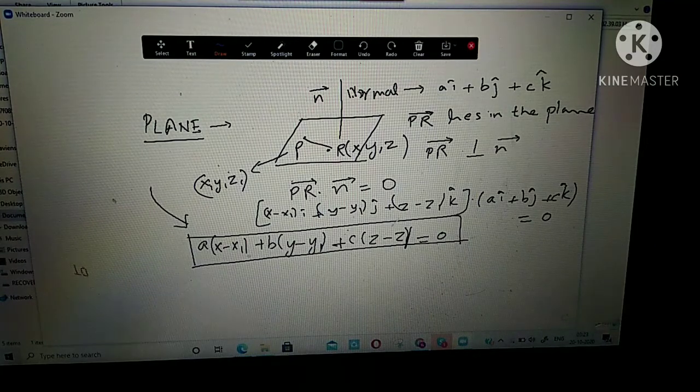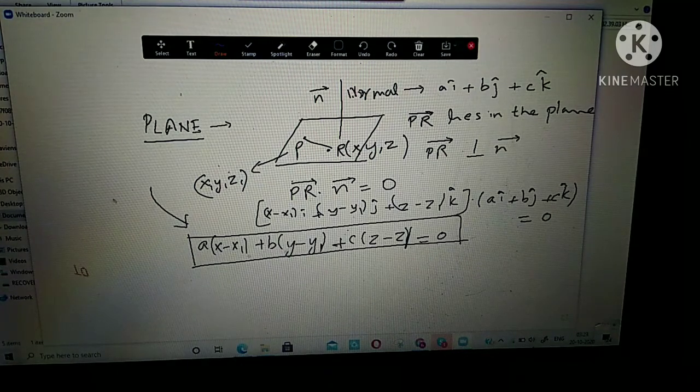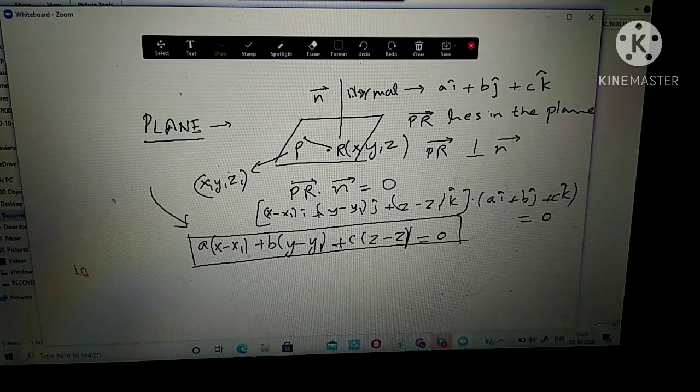So when x1, y1, z1 is the point which lies on the plane and a, b, c are the direction ratios of the normal to the plane, then the equation of the plane I can write as a into x minus x1 plus b into y minus y1 plus c into z minus z1 is equal to 0.